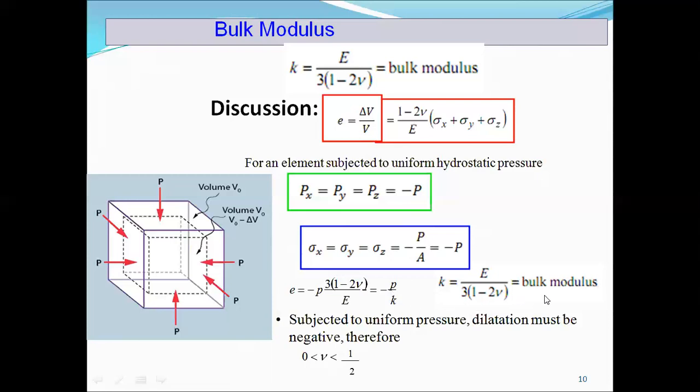Why is it called the bulk modulus? Because if you look at this equation, the dilatation, the change in volume per unit volume, is analogous to strain, and P is analogous to stress. So these two are analogous to strain and stress. So this quantity is somewhat analogous to Young's modulus. But here we have subjected the material to a uniform hydrostatic pressure, so we call it the bulk modulus, K.